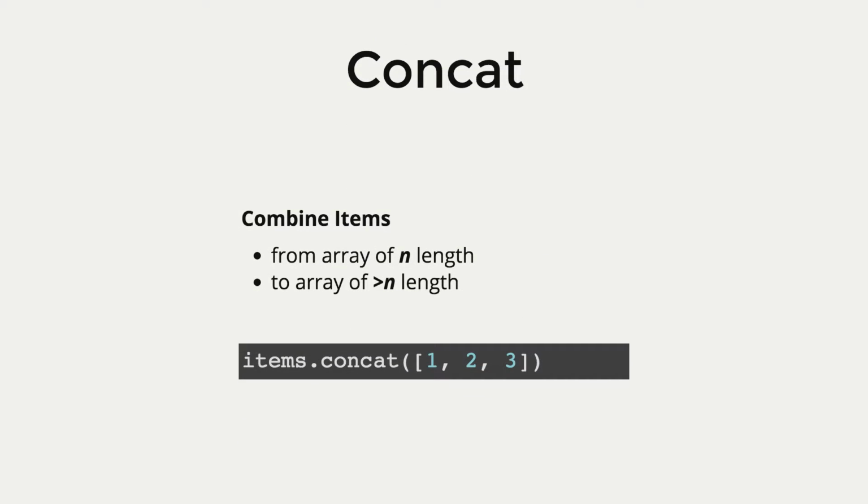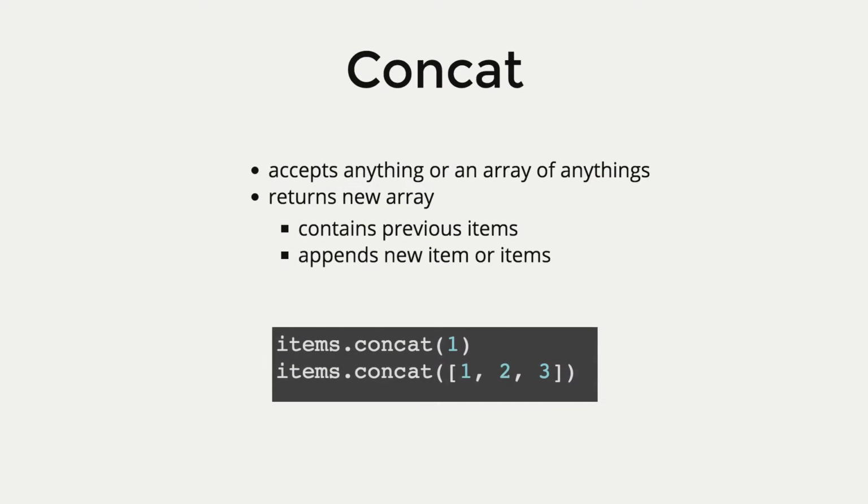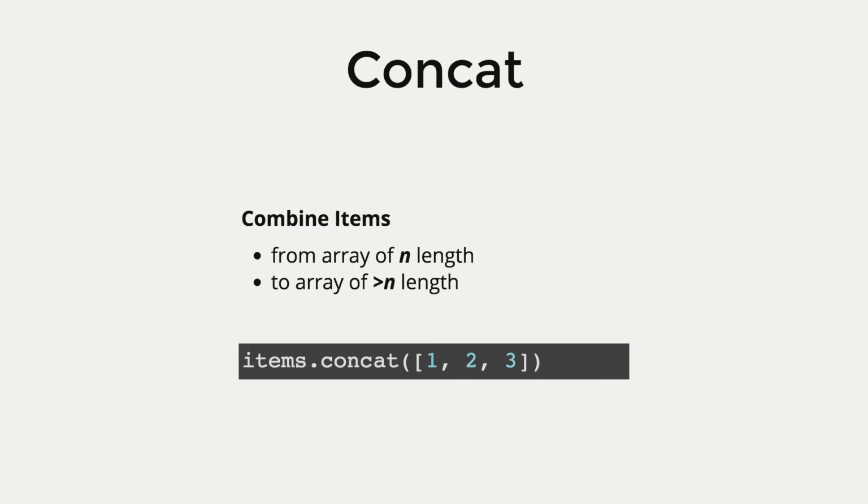What about concat? Combine items, right? So from an array of n length to an array of greater than n length. So if items is an array, we're concatenating it to the end of that. What are we concatenating to the end of that? An array or values? Values, because concat will flatten arrays that are passed to it. How deep? One level is all I know.